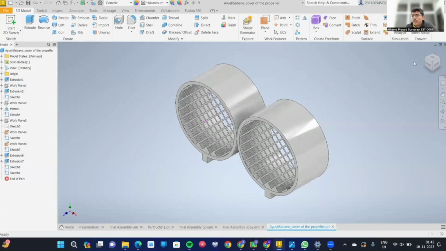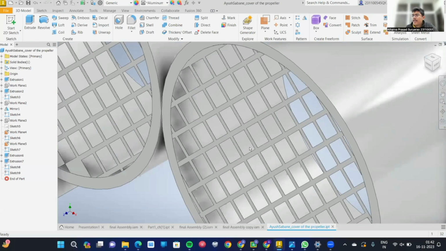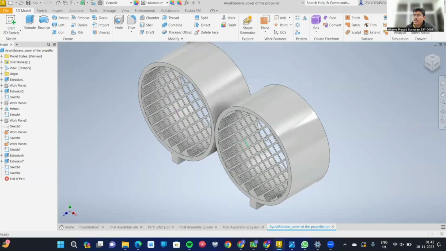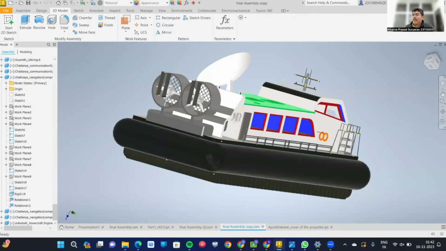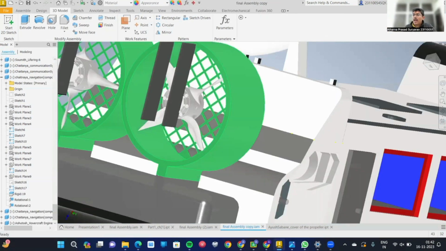The next part which you see on the screen is known as the cover of the propeller, and it has been modeled by Ayush Sabane. Now as you can clearly see, there is a fine mesh on the cover of the propeller. The reason being that because the hovercraft hovers above the ground and above many other surfaces, it is vulnerable to accidents such as a bird strike, which usually occurs in aeroplanes but can also occur in hovercraft. So for the safety of the passenger and for maintaining the hovercraft, we decided to add a small mesh, and there are propellers behind it so that it also protects the propeller from getting hit by any other foreign particle.